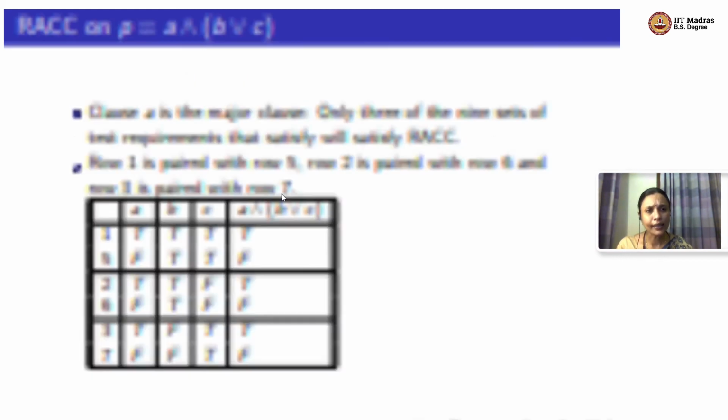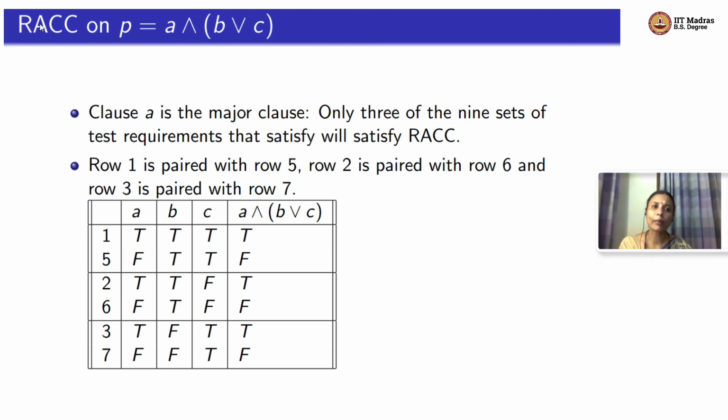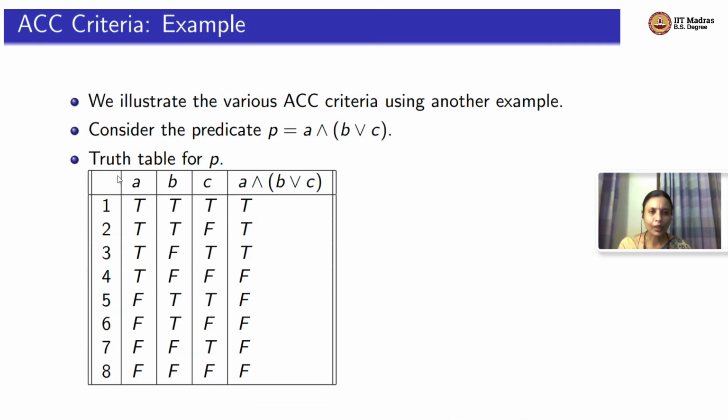Let's take the same clause and look at what the test requirement for restricted active clause coverage is. Again, for A being the major clause, you can similarly work out for other clauses. Suppose A is the major clause. What does restricted say? Minor clauses take exactly the same values when the major clause is true and when the major clause is false. So in this truth table, A becomes true once, A becomes false once. I could choose any of the rows 1, 2, 3 and 4 for A being true, or any of the rows 5, 6, 7, 8 for A being false.